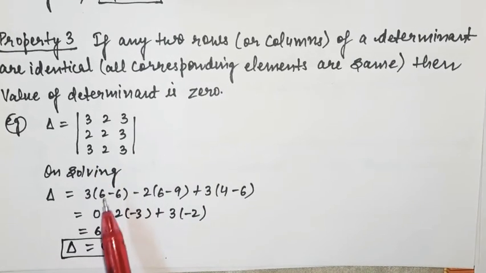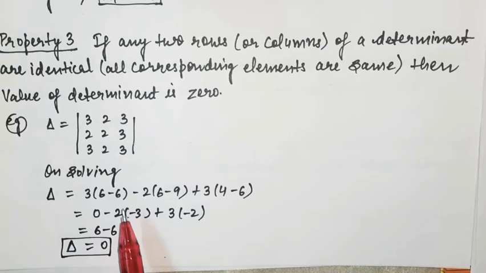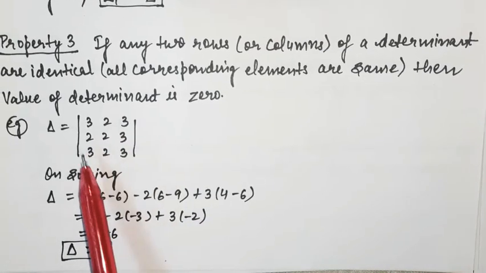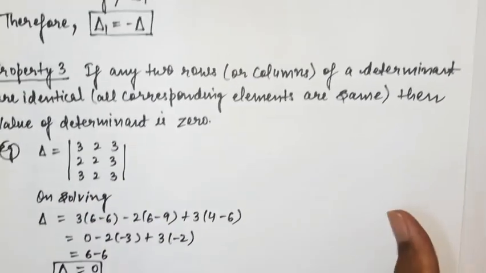You are not supposed to solve like this. Why am I solving it? Just to show that the value will become 0. Now, property number 4.